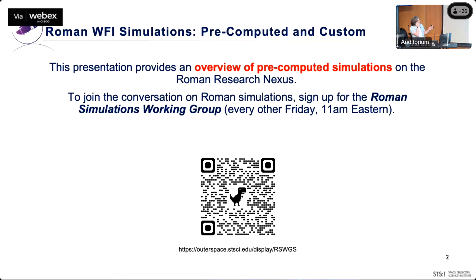So first of all, I want to highlight the simulations working group. If you are interested in simulated data products for Roman, this is the forum in which we discuss things about new data products, existing things, how we can update things, tools. So I encourage you, if you're interested, to visit this QR code and sign up for the simulations working group. They meet every other Friday at 11 a.m. Eastern.